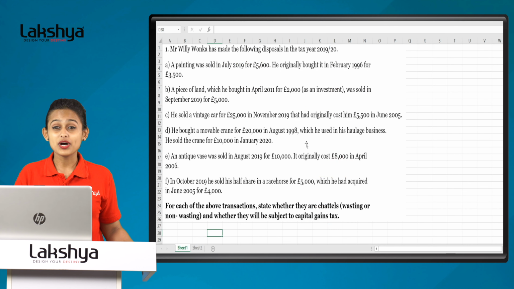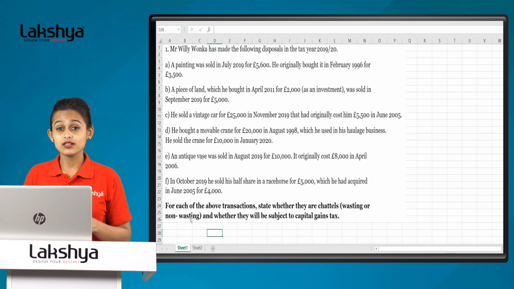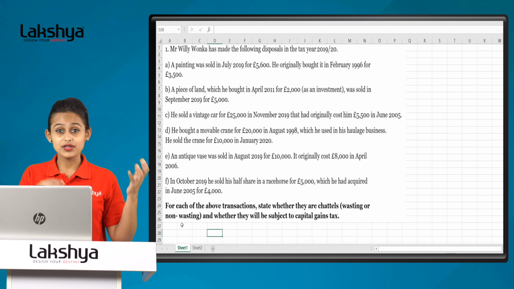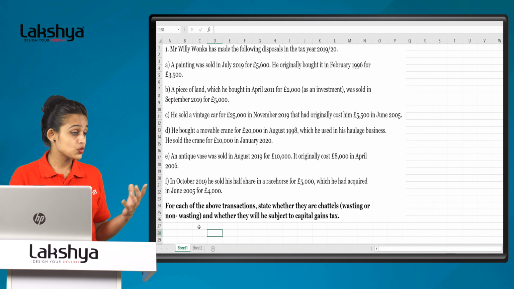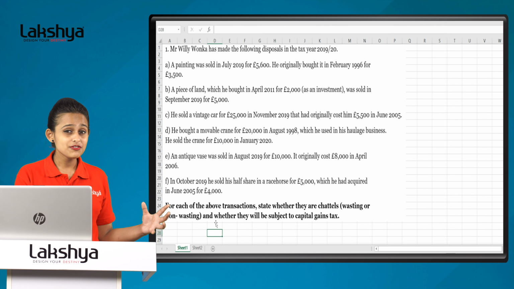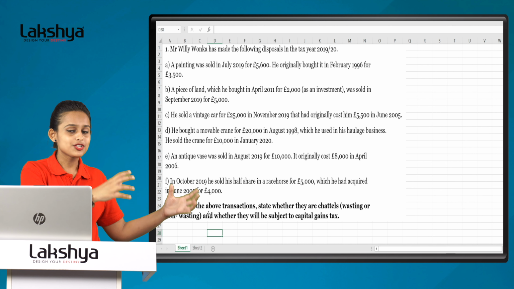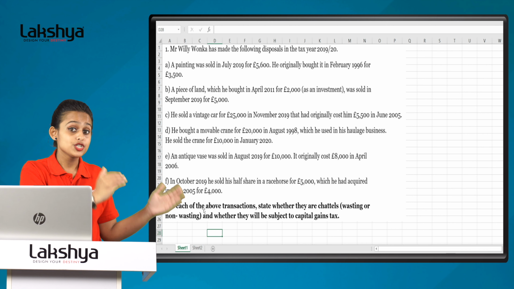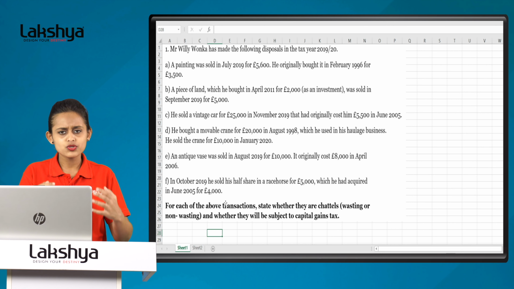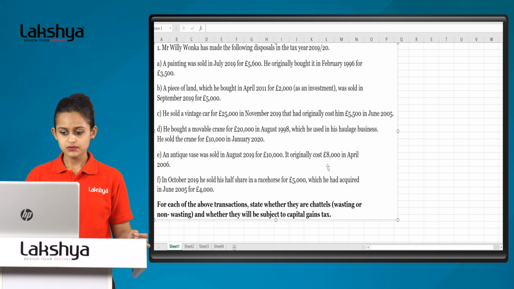We need to learn to identify what are chattels, whether they are non-wasting, whether they are wasting. So, we will do this question, and the objective of doing this question is to develop a very key exam skill that you require. Calculating is a skill that you require, but also a very important skill is identifying which are chattels, which are not chattels, which are wasting, which are non-wasting. So, let us do this question to develop these skills.